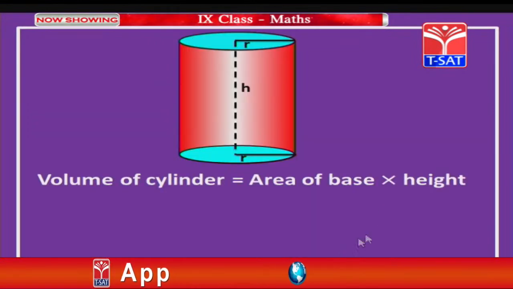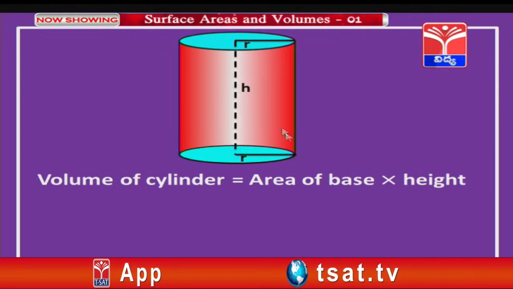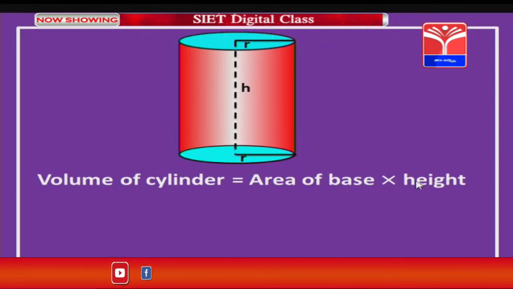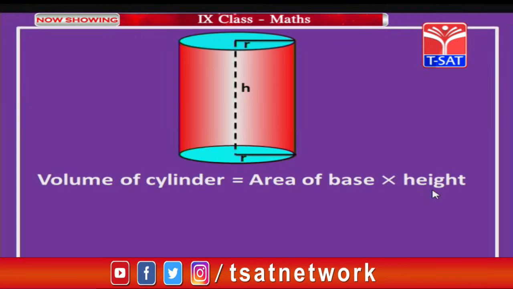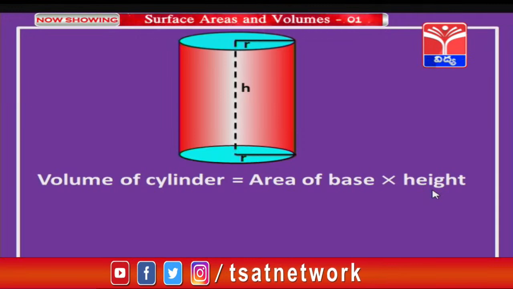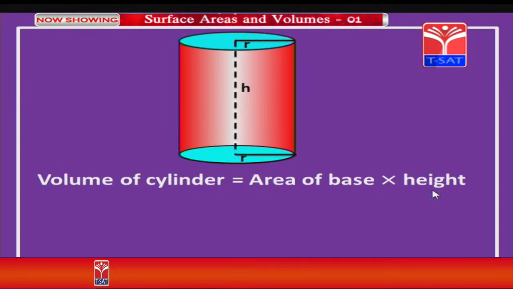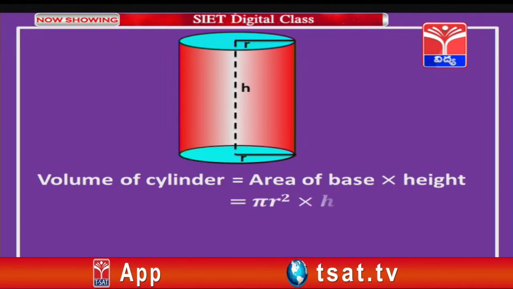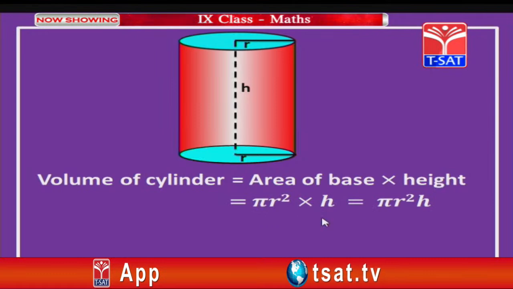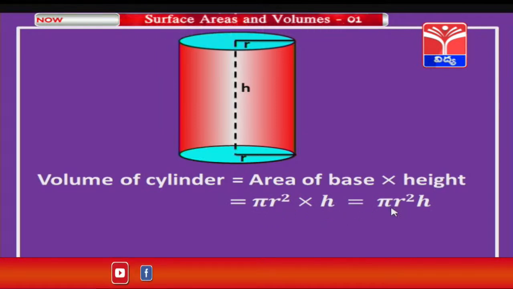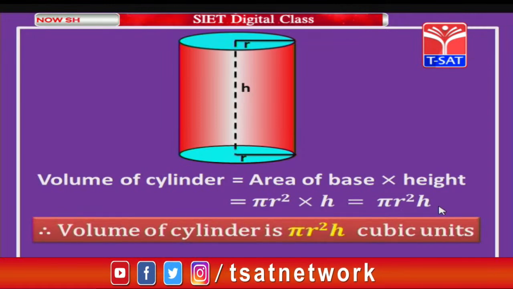So, we have considered the same cylinder with radius r and height h. Volume of a cylinder is area of base into height. Why have we taken area of base into height, children? Because we have seen that we place one circle over the other circle and we get a cylinder. So, your area of base is nothing but the circular part. The area of a circle is pi r square and the height is h. So, when we multiply these two, you get pi r square h. This is the formula to find the volume of a cylinder.